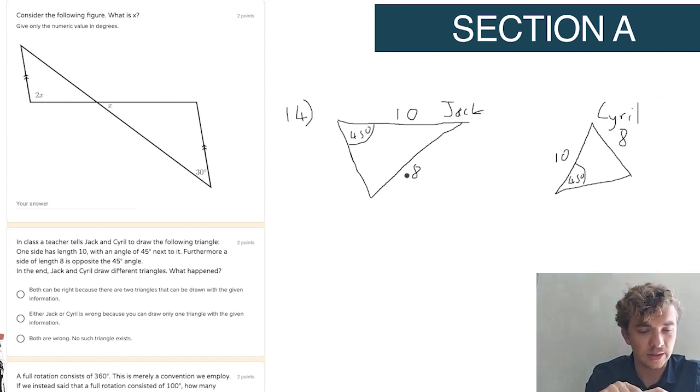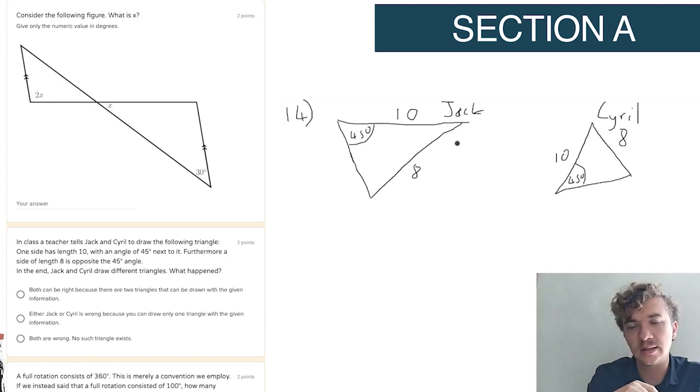It's quite a clever way of saying it. And what it just means is, did Jack and Cyril draw the same triangle, or is one of them wrong? And the answer is, in fact, that both can be right, because two triangles can be drawn with the given information. And the reason for that is what I said earlier, that let's say we have two different triangles. Okay, let's say we have two triangles with sides 10, 8, and 45 degrees, as I indicated here.